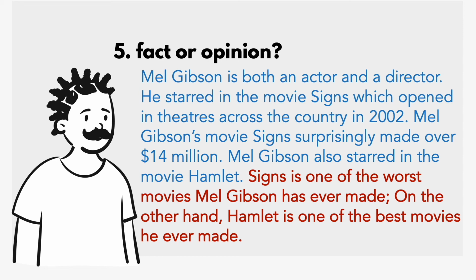Signs is one of the worst movies Mel Gibson has ever made. On the other hand, Hamlet is one of the best movies he ever made. Notice that in the first 2 sentences, the writer presented statements of facts about the topic, but the last 2 sentences are mere opinion statements.